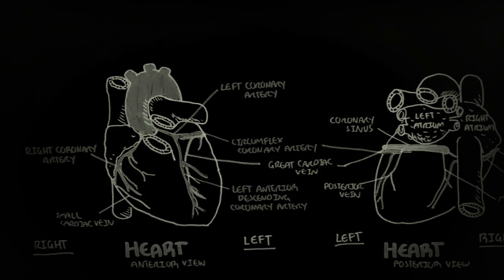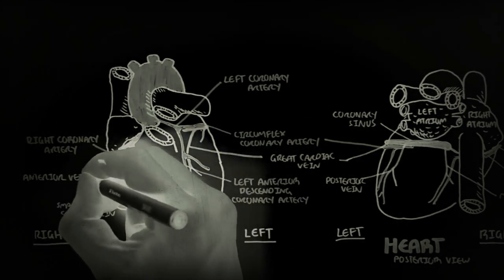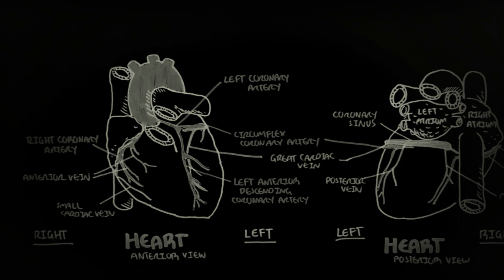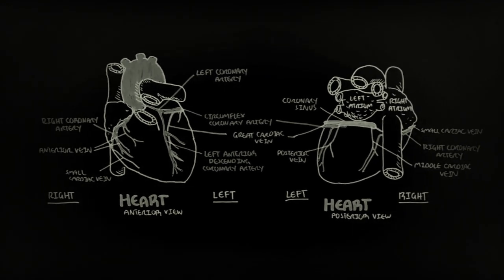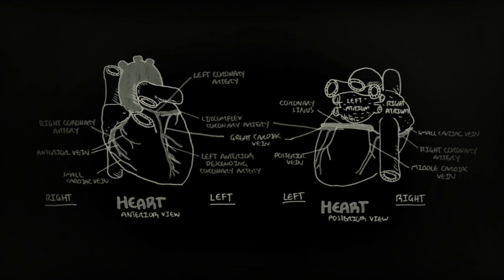Also, and this is very important, there is an anterior vein that does not join onto the coronary sinus, but drains blood directly to the right atrium. So this vein is very important to remember because the anterior vein does not join to the coronary sinus, but drains deoxygenated blood directly to the right atrium.